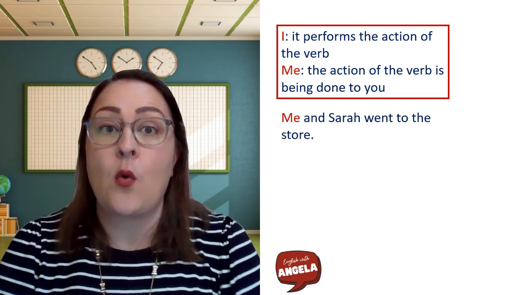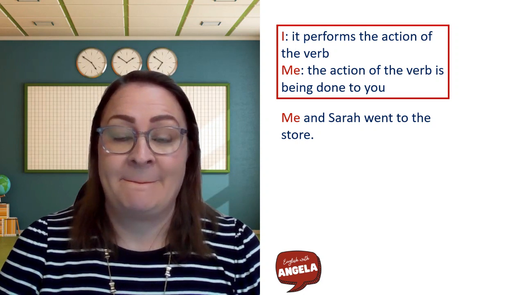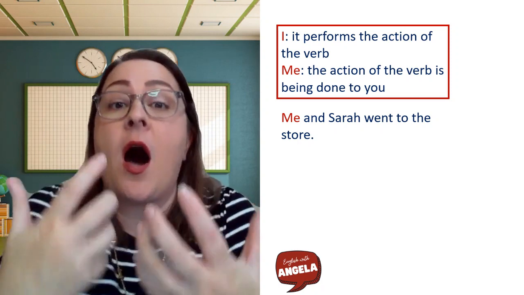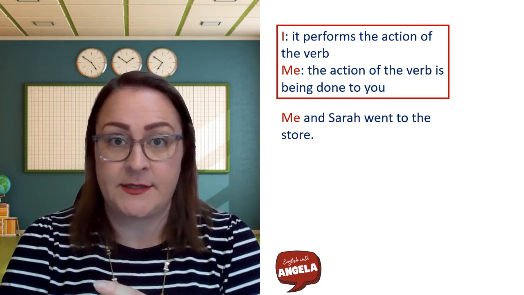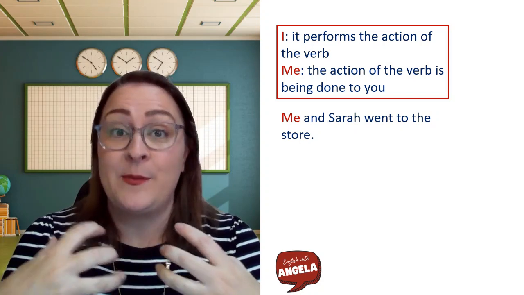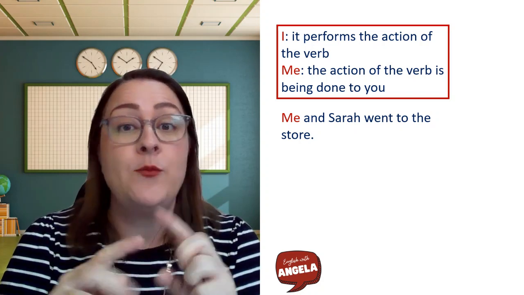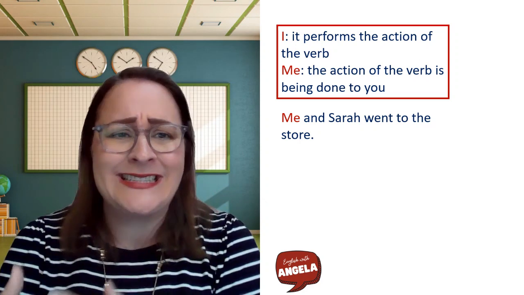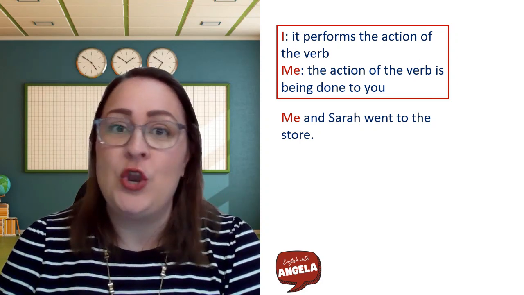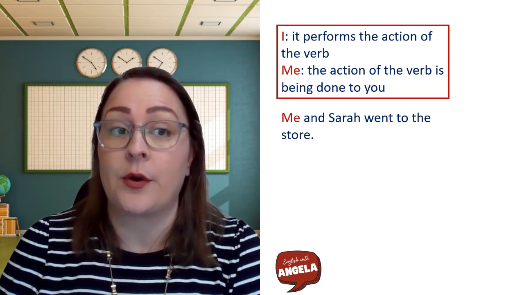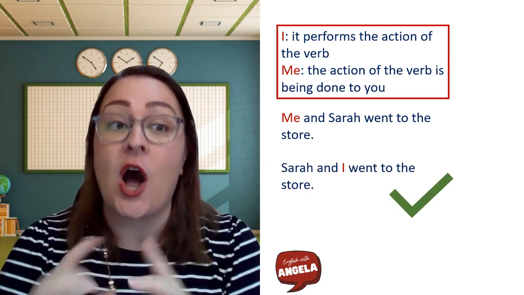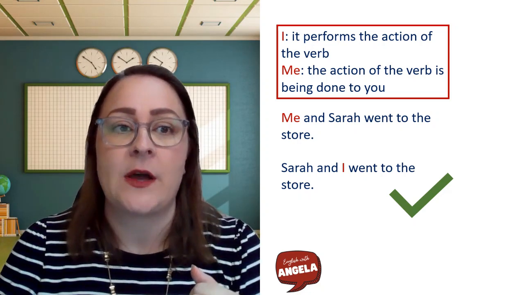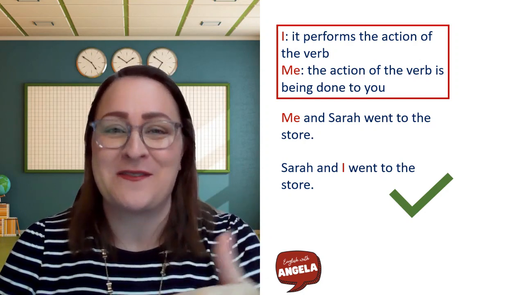And let's look at our first sentence. Me and Sarah went to the store. So is something being done to me? Or am I doing something in this sentence? I'm the one doing something. So I'm not going to use me. I'm going to use I. Do I say I and Sarah went to the store? No, right? In this case, I changed the order. I'm going to say Sarah and I went to the store. Okay? Because I'm talking about myself. Or I'm doing the action, I'm doing the verb in the sentence.